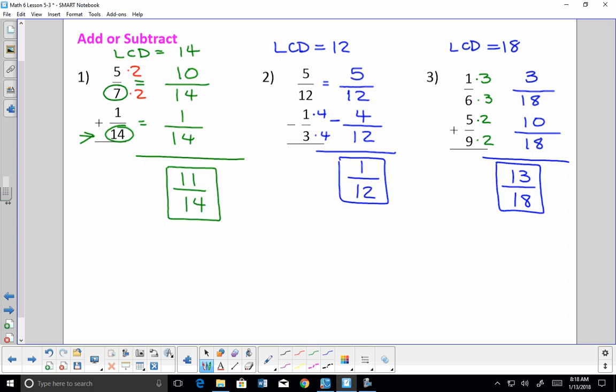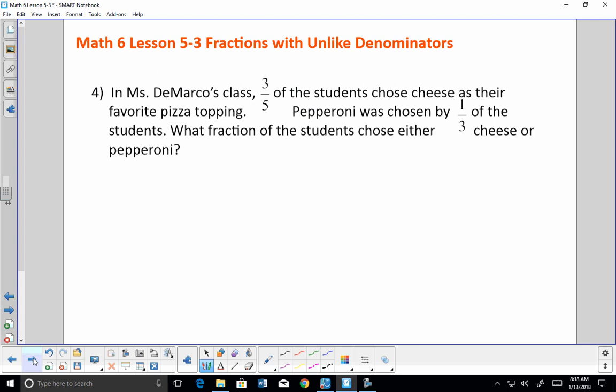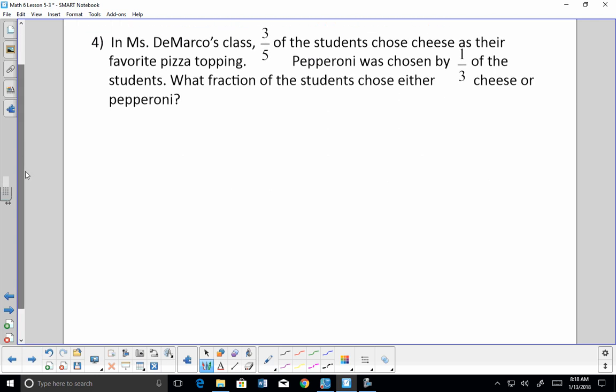Common denominators. If you work with them often enough, you'll be able to find a common denominator without too much difficulty. Let's look at a word problem. In Ms. DeMarco's class, 3/5 of the students chose cheese as their favorite pizza topping. Pepperoni was chosen by 1/3 of the students. What fraction of the students chose either cheese or pepperoni?